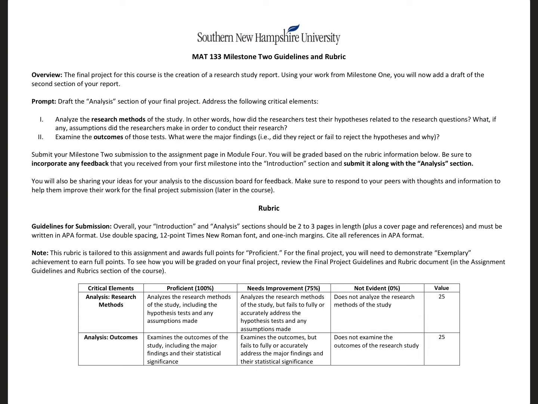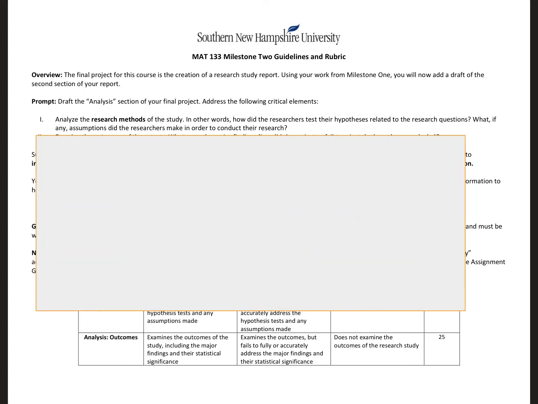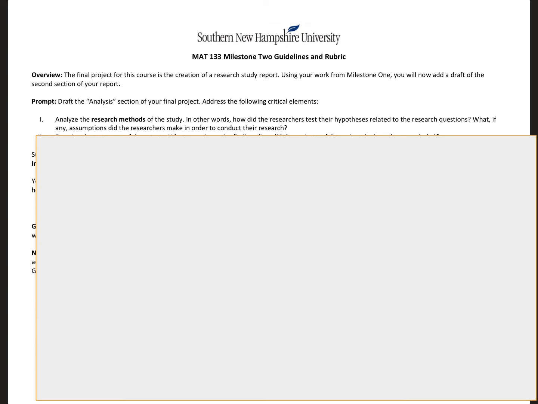So let's talk about just a couple of ideas of things for you to include in those. So first of all, in the research method question, it says, how did the researchers test their hypothesis related to the research questions? And I know that can kind of seem overwhelming. A lot of your articles are very dense and have a lot happening. So to narrow down your thought process, just focus on addressing these questions.